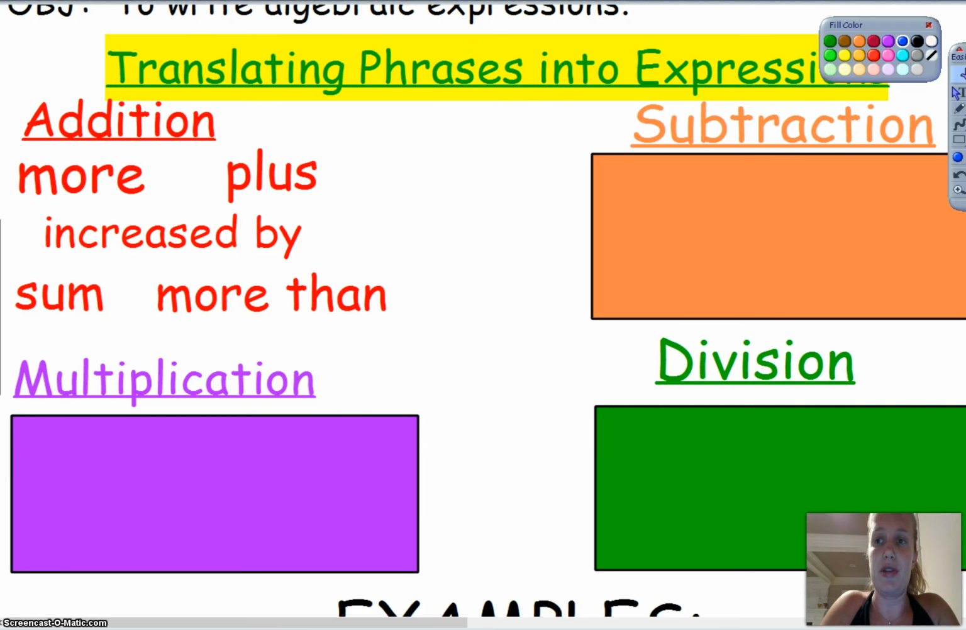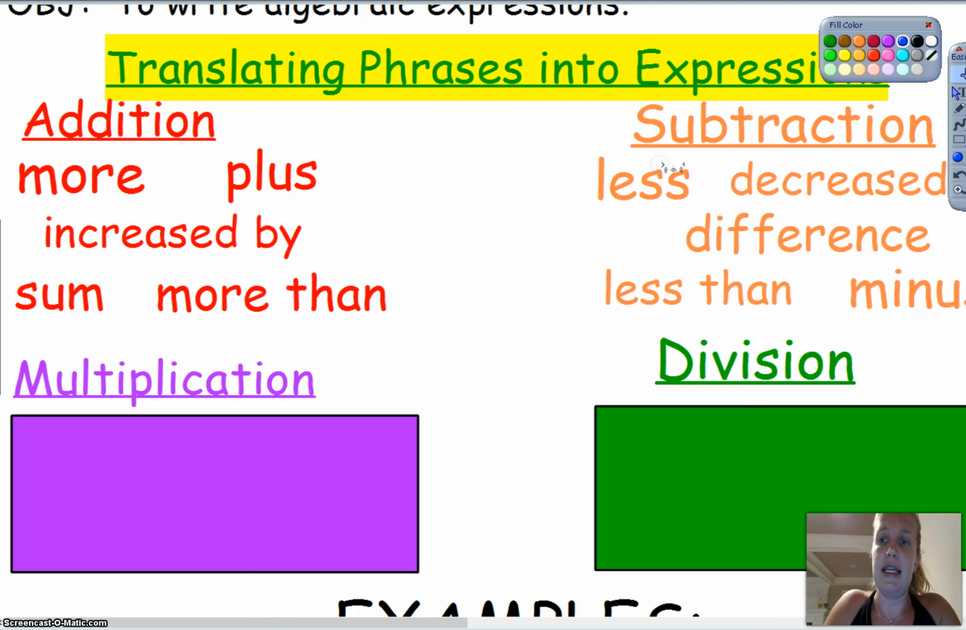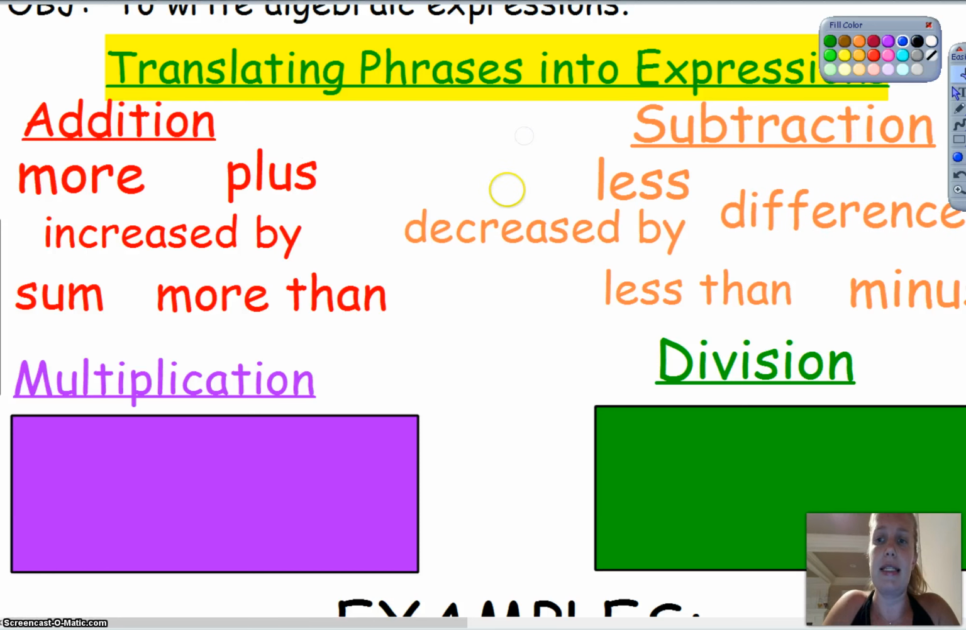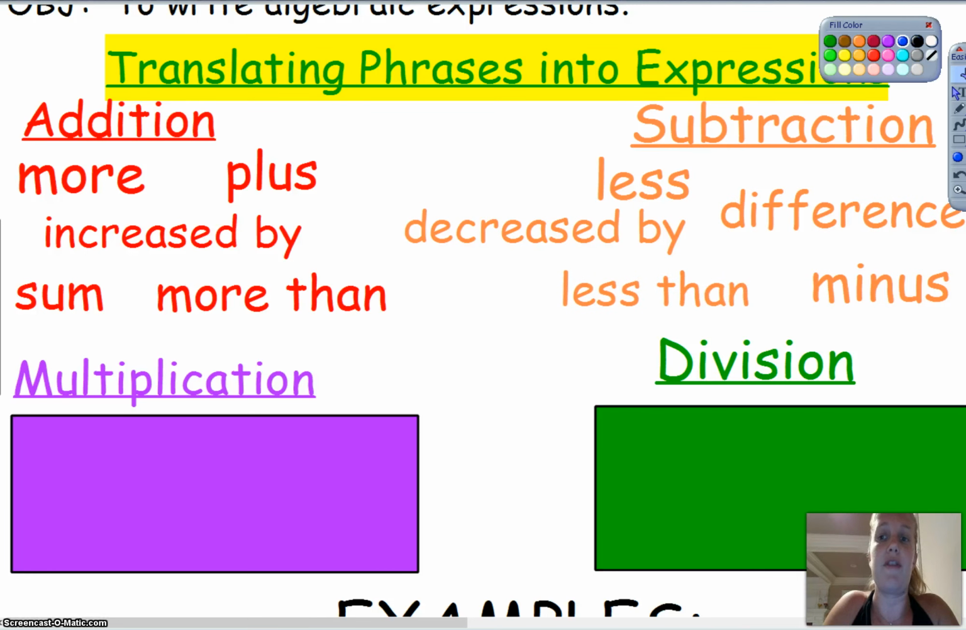Subtraction, moving on over to the orange side, we have less than, decreased by, this word kind of got cut off, I'll drag it over here. Difference, less than, and minus. Okay, so we have 5 words for subtraction. We have 5 words for addition. Multiplication and division each have 2 words.